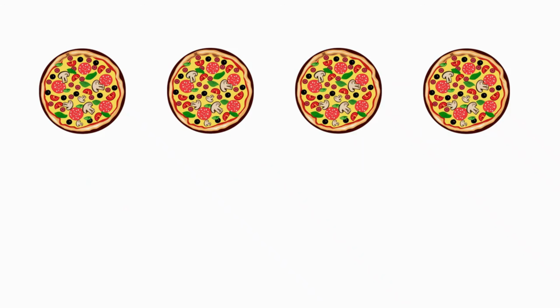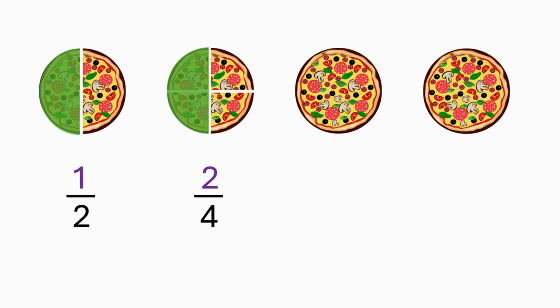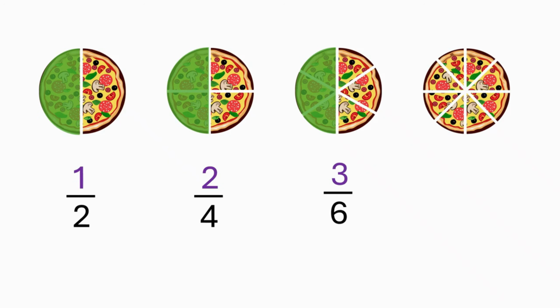If we cut a pizza into 2 equal parts and take one part, that's 1/2, written as 1/2. If we cut the pizza into 4 parts and take 2, it's still 1/2, but now it's written as 2/4. If we cut it into 6 parts and take 3, it's still 1/2, written as 3/6. In the same way, 1/2 of the pizza can also be written as 4/8, and many more.